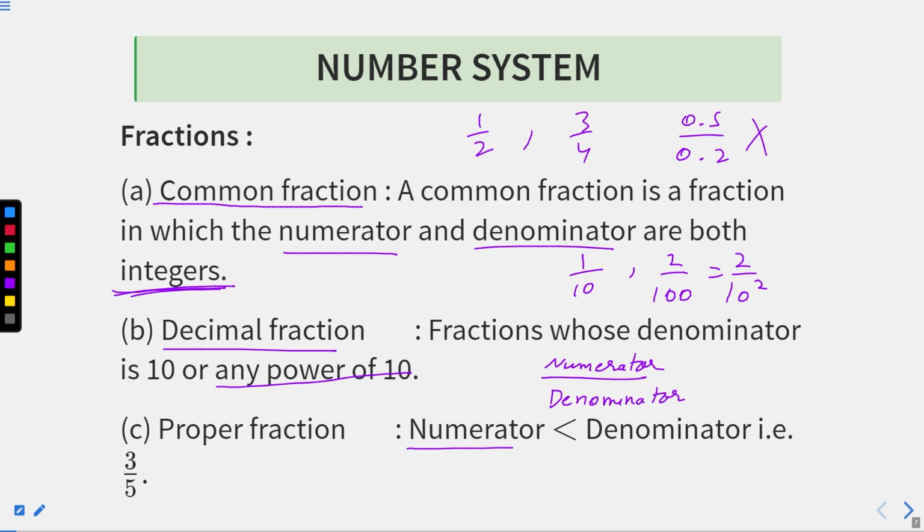So the numerator part is strictly less than the denominator part. For example, 3 upon 5. So 3 upon 5 is a proper fraction. Let's take another example, say 4 upon 100 is also a proper fraction. Okay, clear? Let's move.